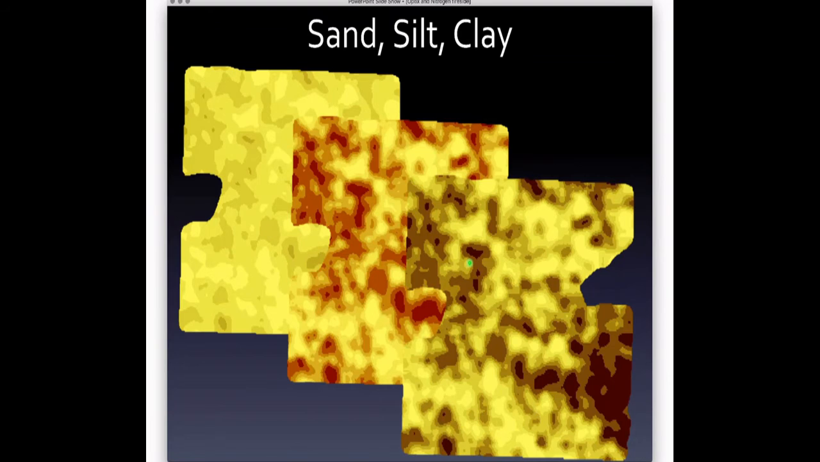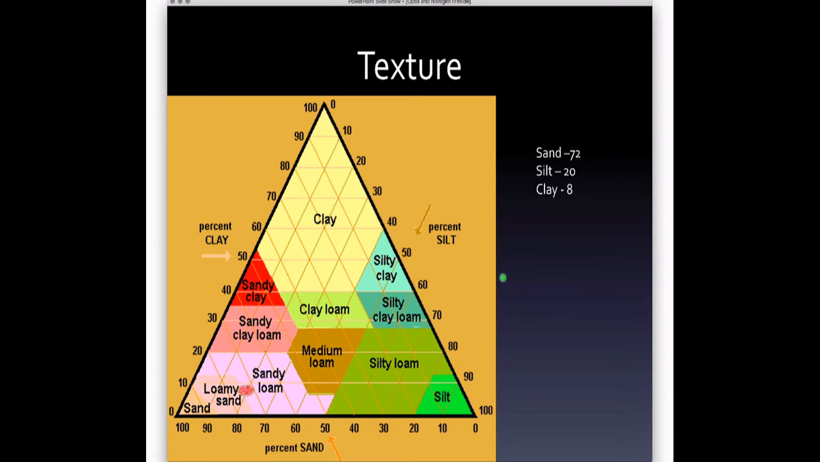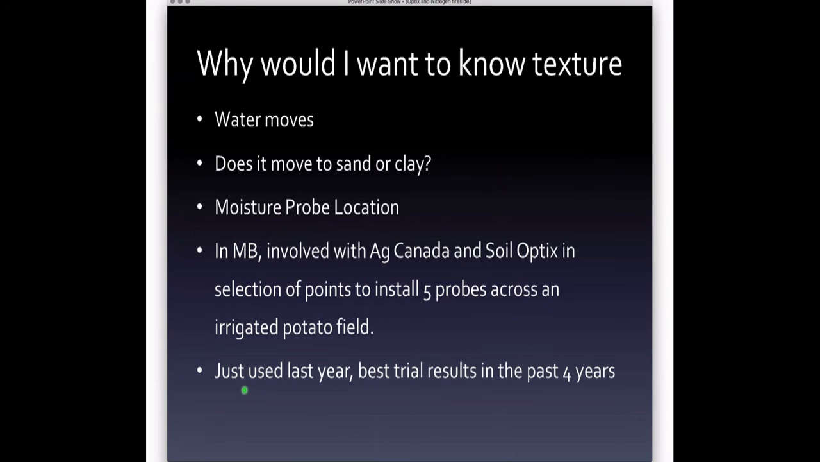When you look at your sand, silt, and clay layers and how that comes back to a texture, that particular field, we got 72% sand, 20% silt, 8% clay, puts us in a sandy loam. Well, why would we want to know texture? Well, water moves, doesn't it? Is it moving to a sand or a clay? When we're managing our nitrogen, it's important to know that so we can appropriately apply the amount of nutrients, but also be able to multiple stage apply so we can use that information in season and react to the environmental conditions that we've been given.